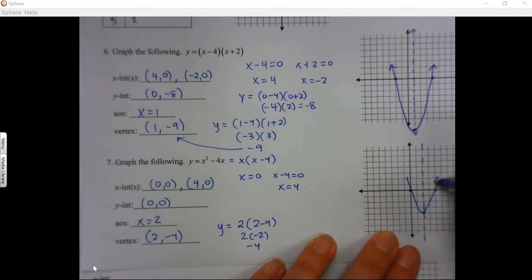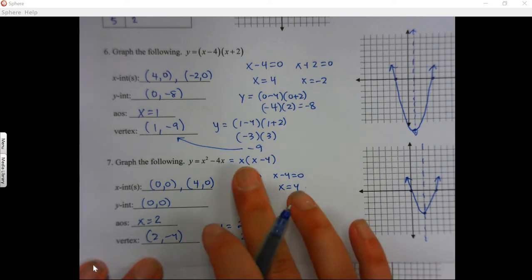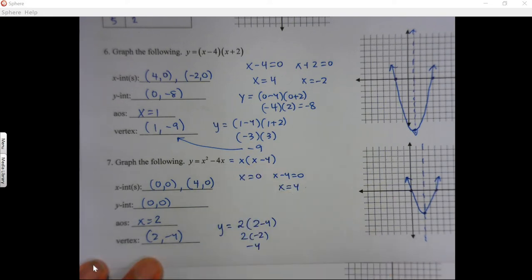Connect my dots, extend with arrows. There is my graph, again using the intercepts. We factored it, we set each piece equal to 0, started there, got the midpoint to get the axis of symmetry, substituted in that x value back into the formula. I used the factored form, giving me the y value of the vertex.